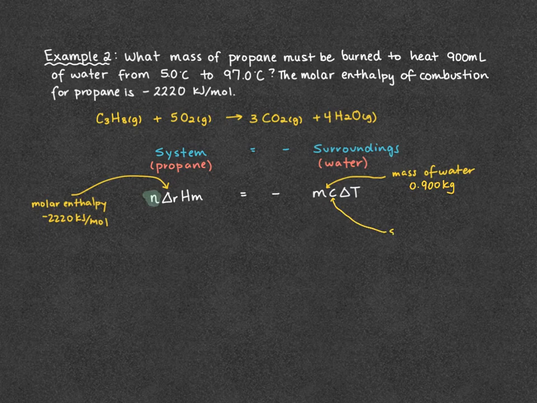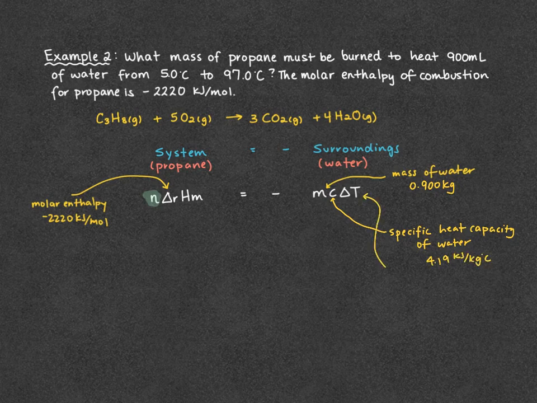C is the specific heat capacity of water. And again, we want that in kilojoules and kilograms. And then lastly, delta T is the change in temperature of water. And that's just going to be in degrees Celsius. And so that's going to be 97 minus 5, which is 92 degrees Celsius.